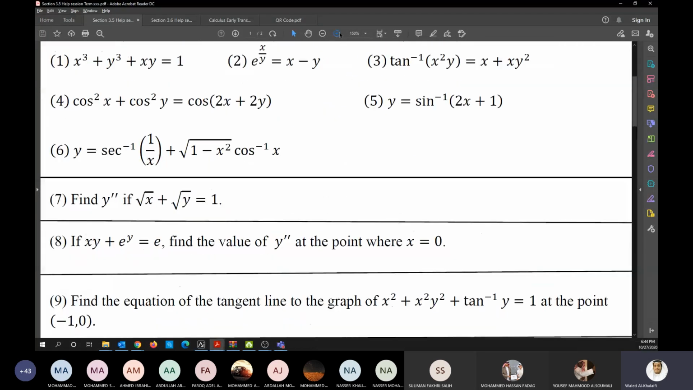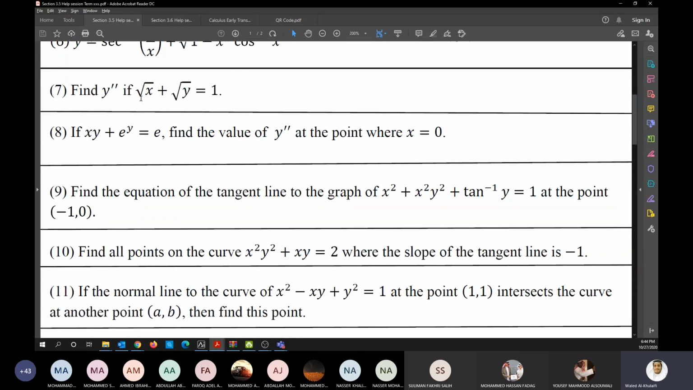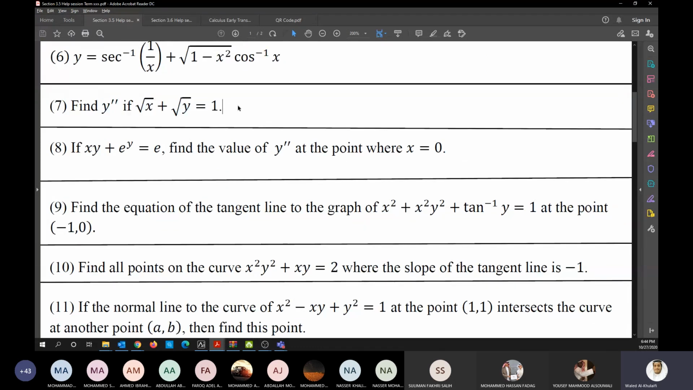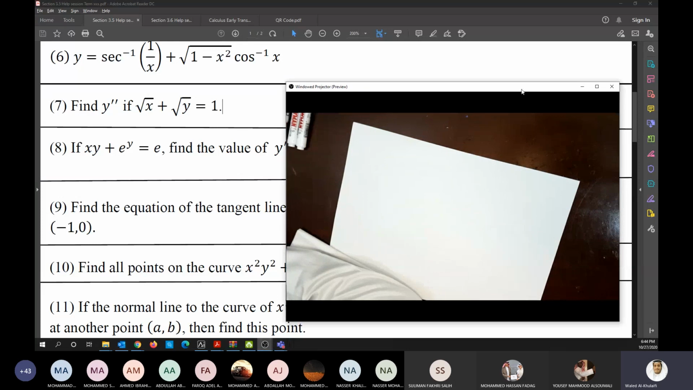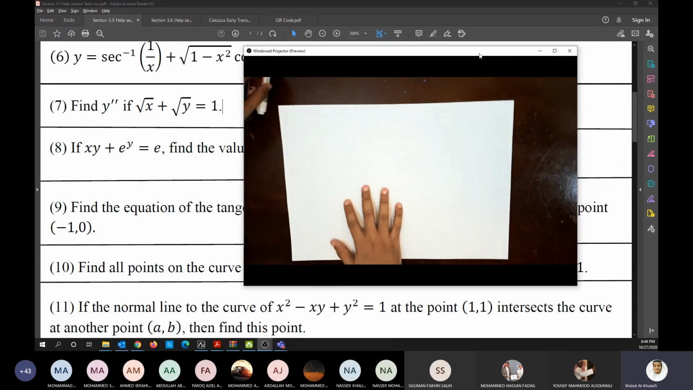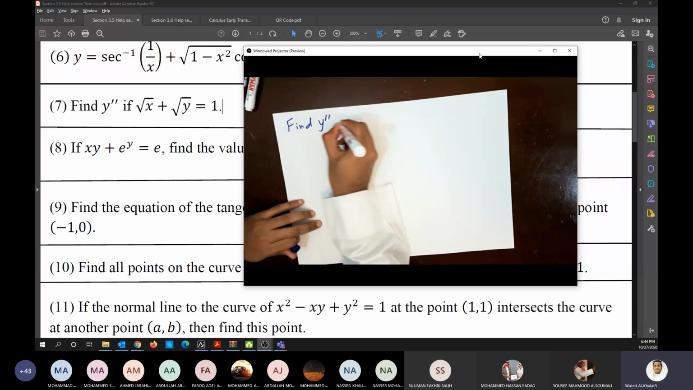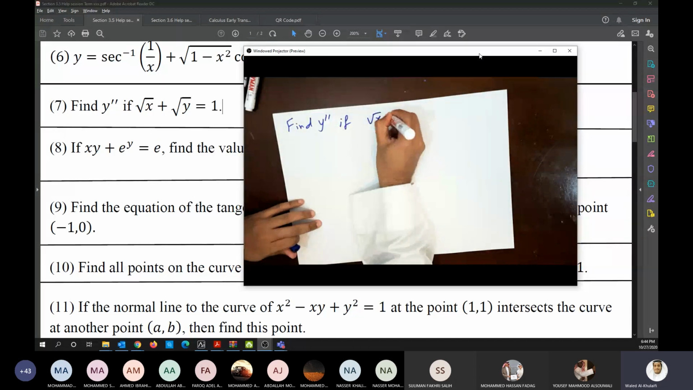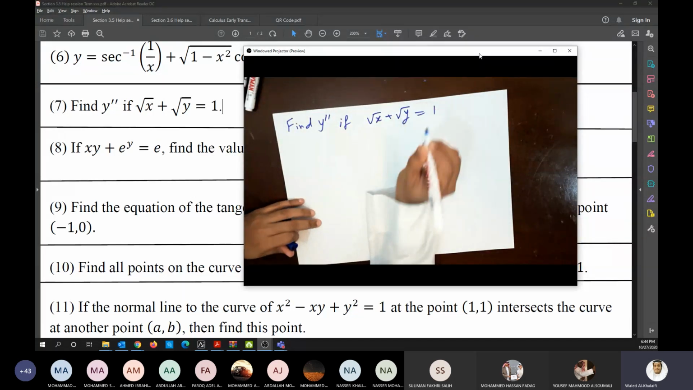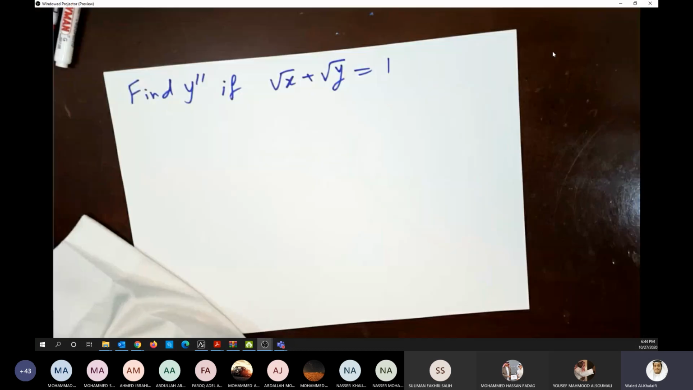Let's go to question number 7. Find y double prime if square root of x plus square root of y equals 1. Okay, how to use implicit differentiation to find higher order derivatives here. So let me just do it here. Find y double prime if the square root of x plus the square root of y equals 1.